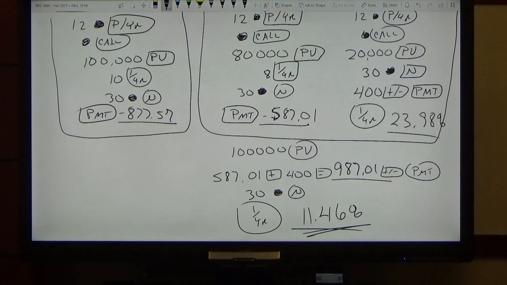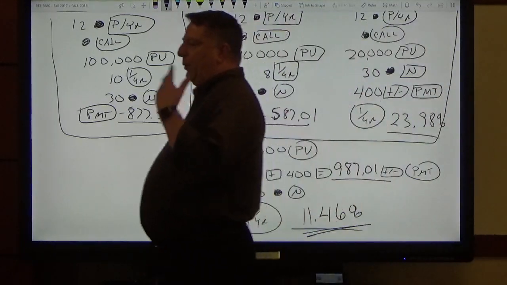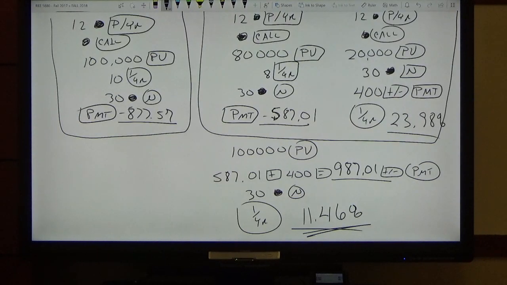Feel reasonably comfortable? So if I were to simply ask you, what is the incremental cost of borrowing the 20,000? What is the incremental cost of borrowing the extra $20,000 as a percentage? It's 23.98%. That is the incremental cost of borrowing for the $20,000. Okay? Now, if I asked you what is the blended rate for the second loan, the blended rate would be the 11.46. Does that make sense? Yes or no?